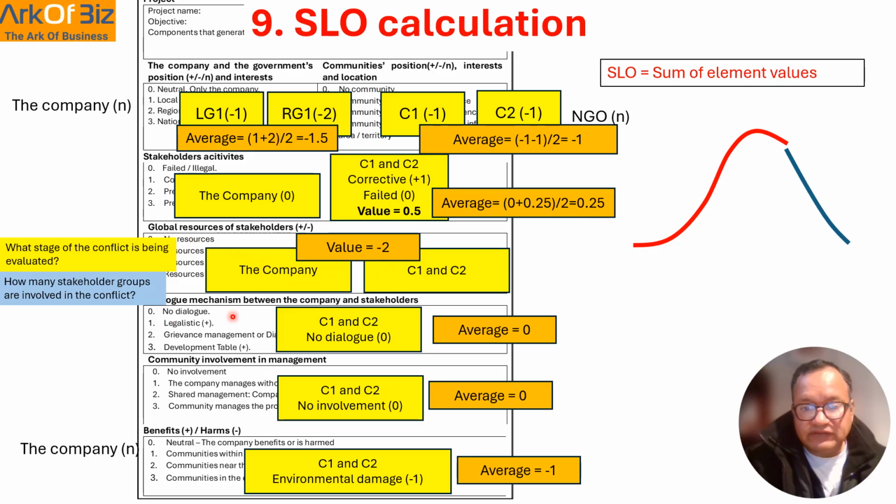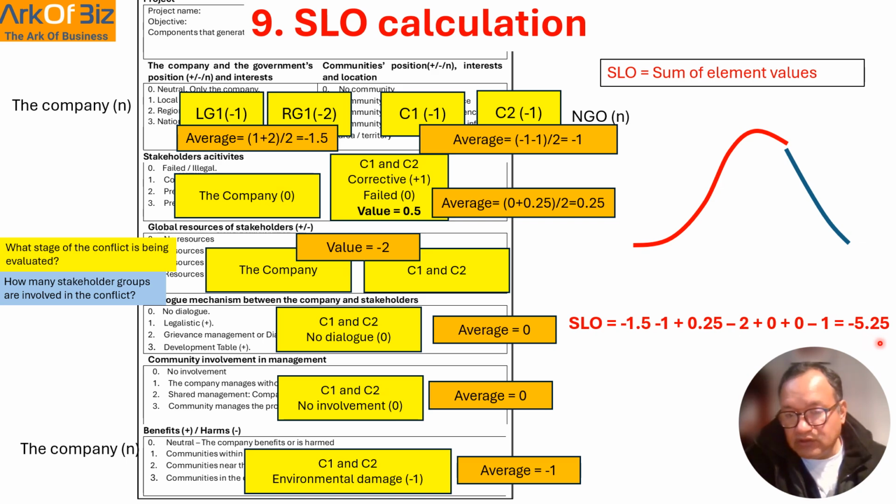The dialogue mechanism has a value of 0. Community involvement has a value of 0. And finally, the harms element has a value of negative 1. So now let's apply this formula. So the SLO is negative 5.25. Right? But this is a very, very bad scenario.